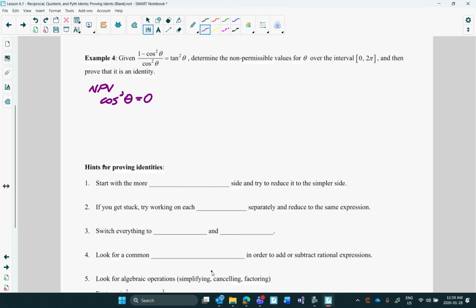Well, how do I get from cos squared theta to cos theta? Square root, and the square root of 0 is still 0. NPVs, I should say. So, what values of theta will make cos theta equal 0? And those are the NPVs: pi over 2 and 3 pi over 2. So we got the NPVs.